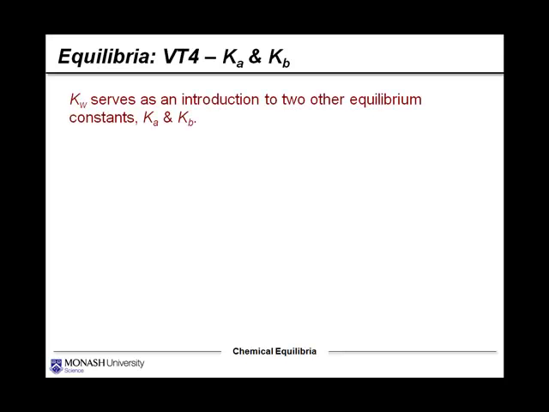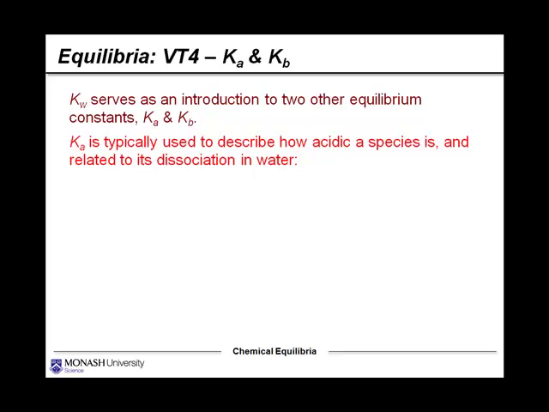Kw serves as an introduction to two other equilibrium constants, as I mentioned, Ka and Kb. Ka is typically used to describe how acidic a species is, and it's related to its dissociation in water.